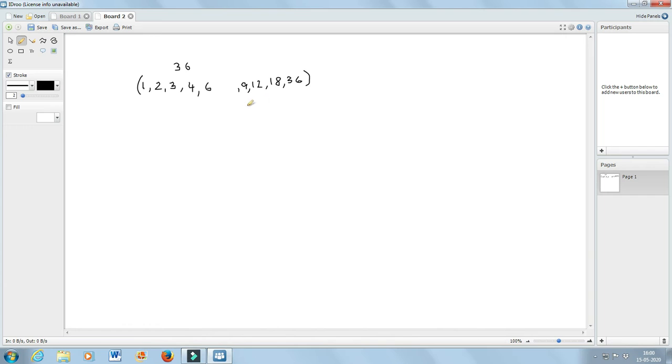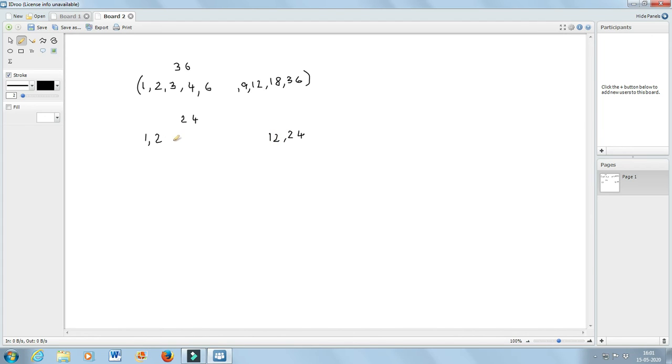Let us take another example. Let us find the factors of the number 24. So the first factor is 1, and the last one is 24. Now 24 is also an even number, so I will get here 2, and I will get here 12.